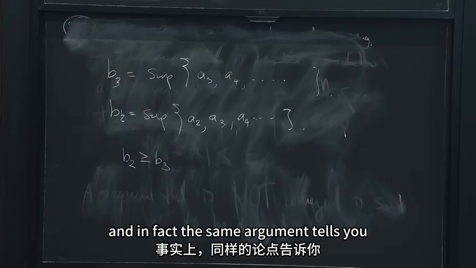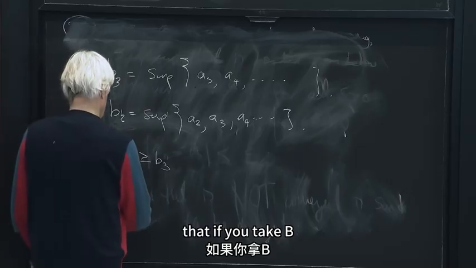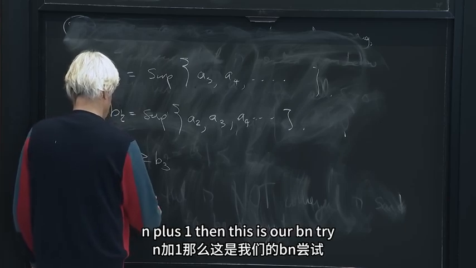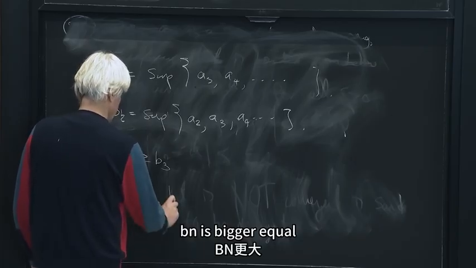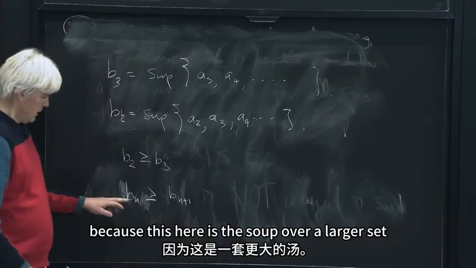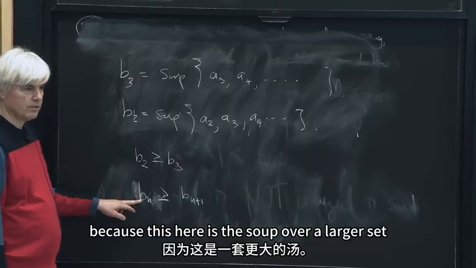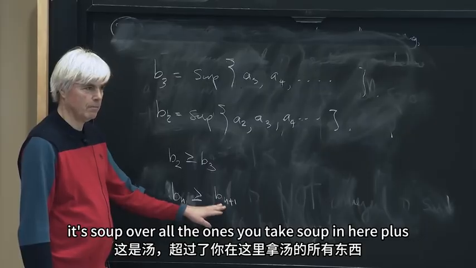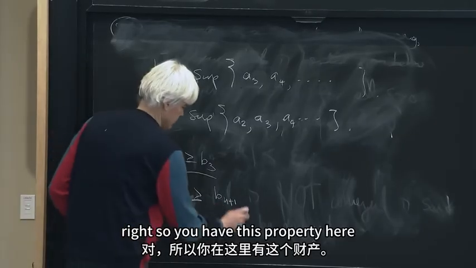And in fact, the same argument tells you that Bn is bigger or equal to Bn plus 1, because Bn is the sup over a larger set: it's the sup over all the ones in Bn plus 1, plus An. So you have this property here.